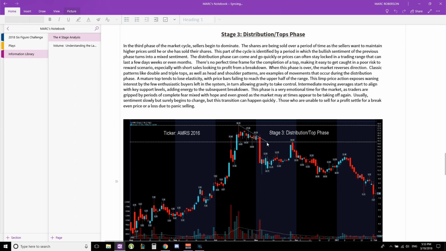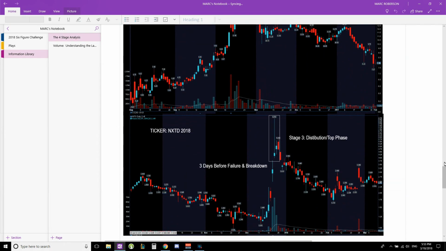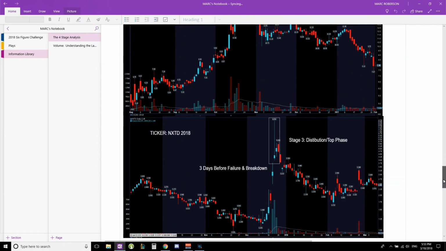So you have to be mindful of the distribution top phase. This is when you start paying attention to the volume. This is when you start paying attention to whether it's making higher highs and higher lows. This is when you start looking for certain types of patterns, like I said, the double top, the triple top, the head and shoulders, the descending triangle pattern, all these different items. As you can see, this top took over a 2-week time span, and then it finally fell.